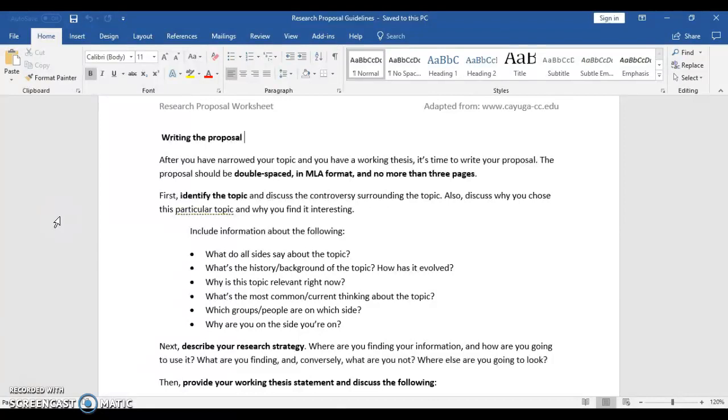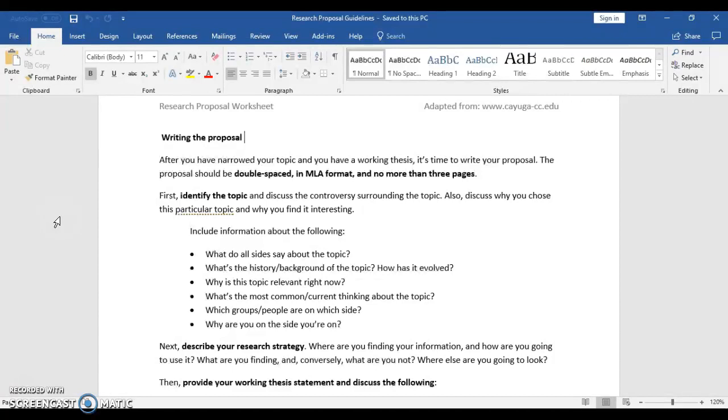So these are the guidelines for the research proposal. This is on Moodle for you. Before you begin this, not only do you have to look at your feedback from your topic, but you should really have done some research. So you should have dived into your research before you start writing this. If you haven't, now's the time. So read these guidelines, watch this video, do some research, and then write the proposal.